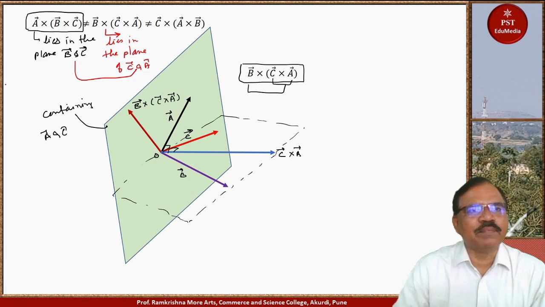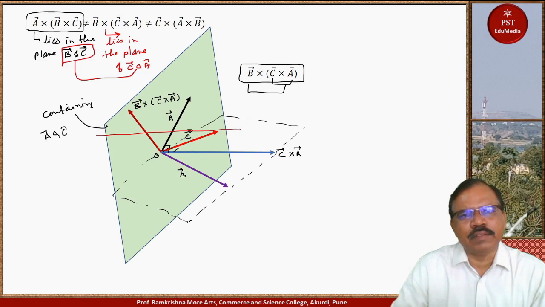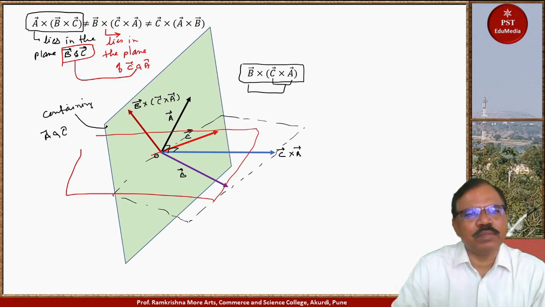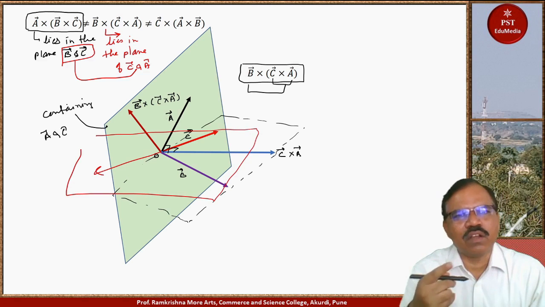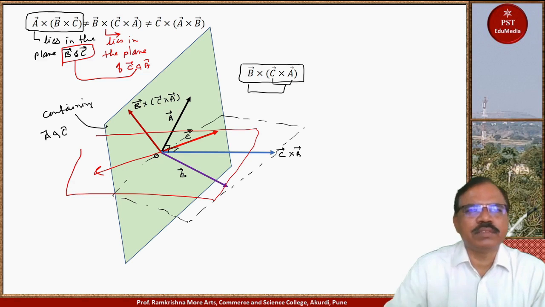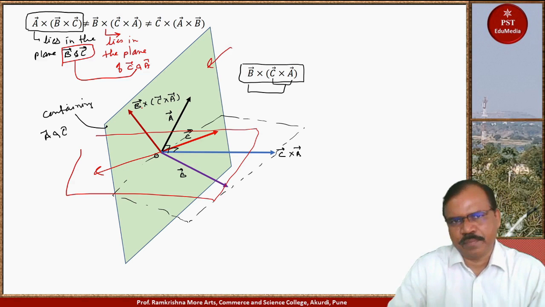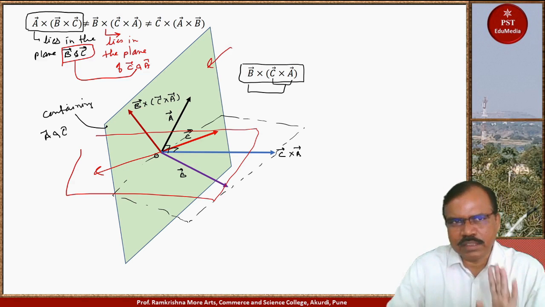These two are different. Why? Because B and C, you can take plane for B and C, this plane, in which B and C lie, and A cross B cross C will be in that plane, like this. And B cross C cross A lies in the plane of C and A. This is the plane of C and A. So they are not along the same direction, means they are not same vectors. That's why they are not equal.